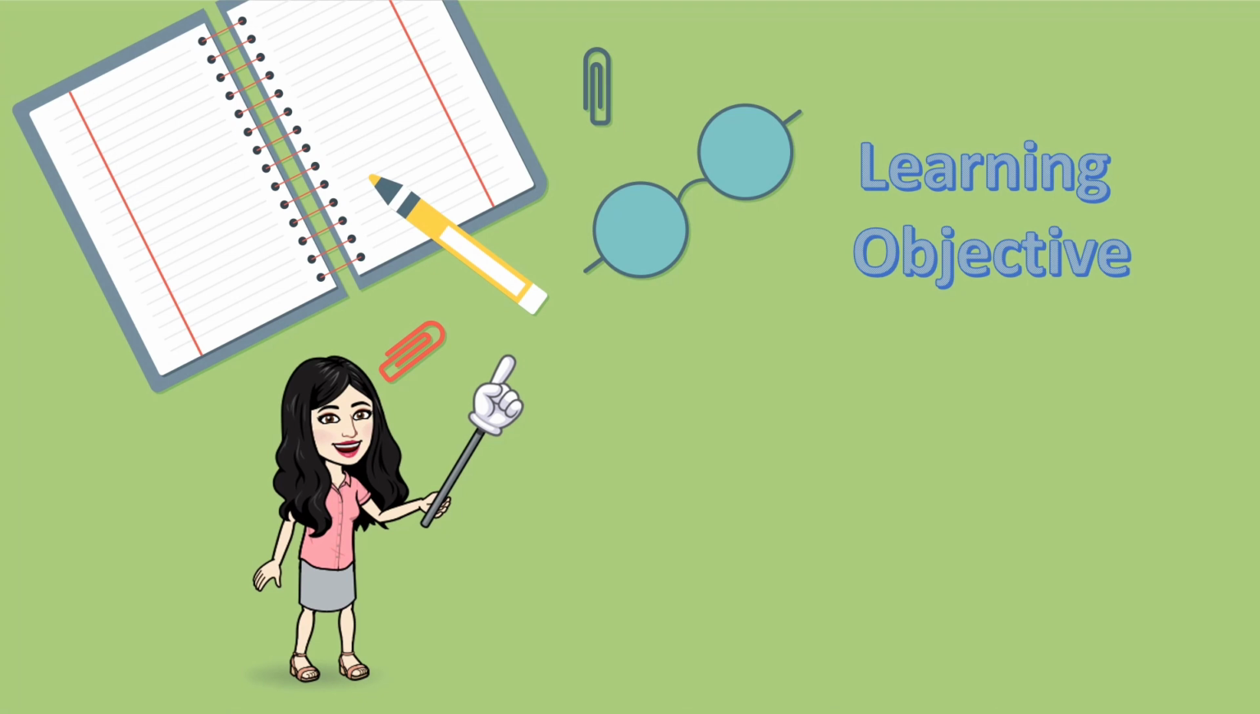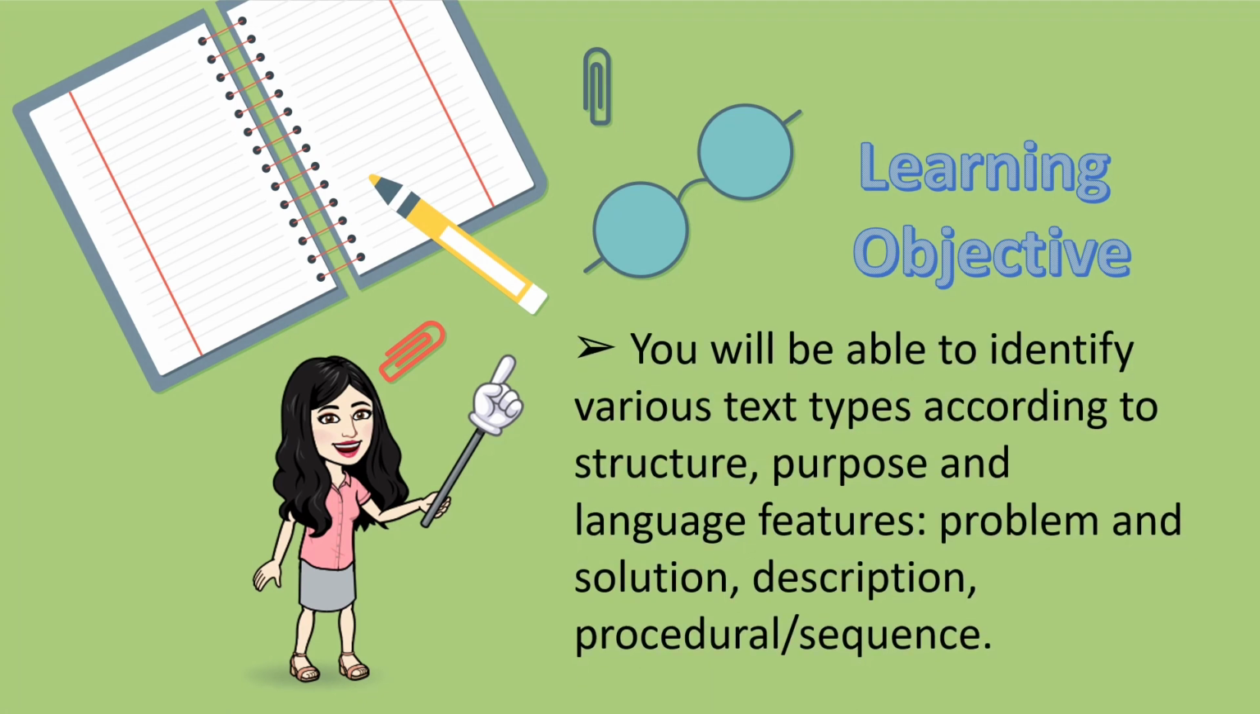We have a learning objective. You will be able to identify various text types according to structure, purpose, and language features such as problem and solution, description, procedural, or sequence.